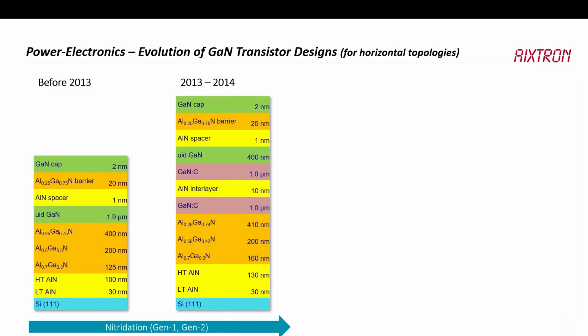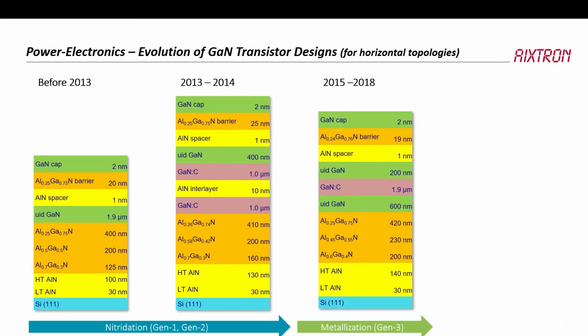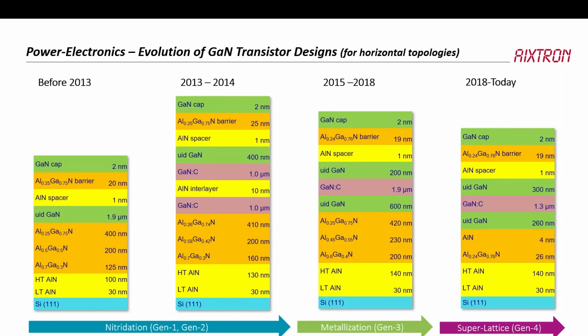That became a little bit more complicated because carbon-doped gallium nitride buffers were introduced. I think Farid talked about this to some extent this morning. So this was around 2013 to 2015, and important here is that we still have staircase buffers. Then 2015 to 2018, we changed to metallization, which in the end is the difference in the way that we start the growth, nucleated growth down here. And nowadays, what we grow is super lattices.